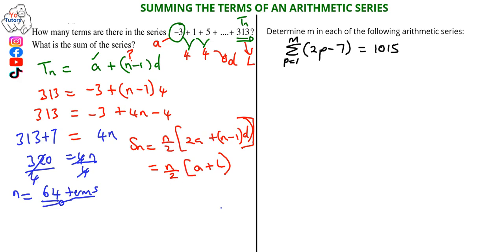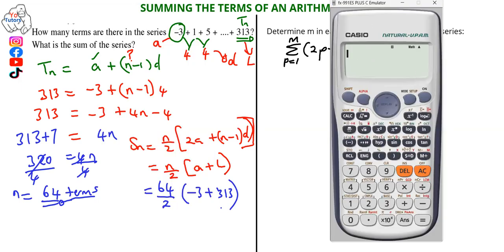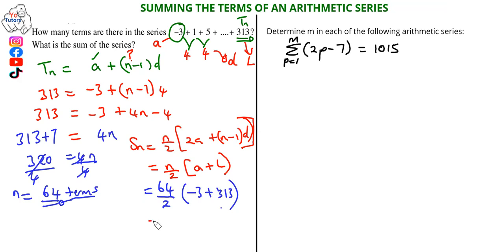So in this case, we plug it in. Sn is equal to 64 over 2 times, in brackets, negative 3 plus 313. Let's see what we get there. Our answer is 9,920. This is what we get. I think you guys are understanding what's happening here.